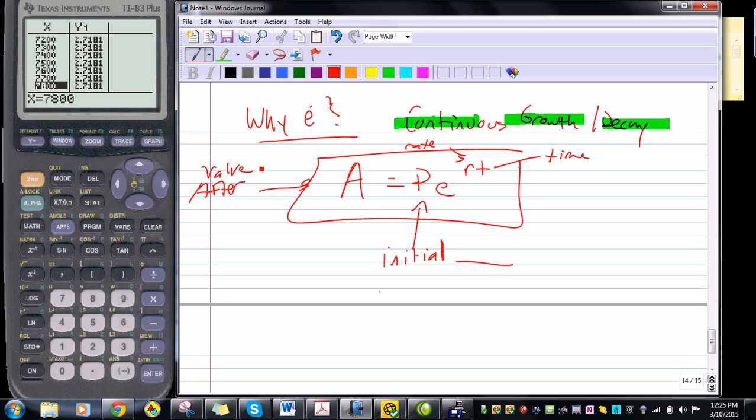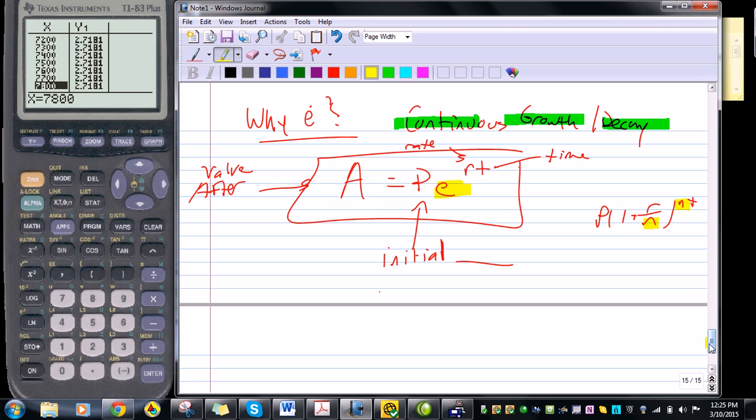Okay, so it's very similar to the model we already looked at, principal times (1 + r/n)^(nt). It's very similar, but what we have now is continuous growth. Instead of n times per year, we have at every moment something either growing or decaying exponentially. Okay, and if that is the case, we use this continuous growth model or decay model.